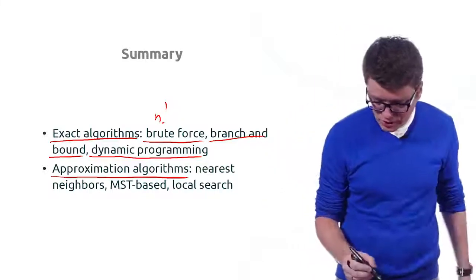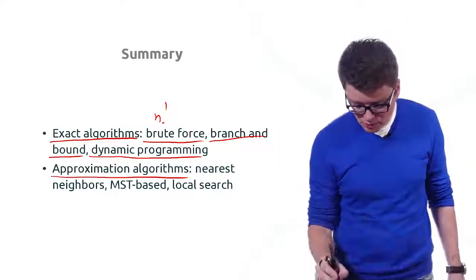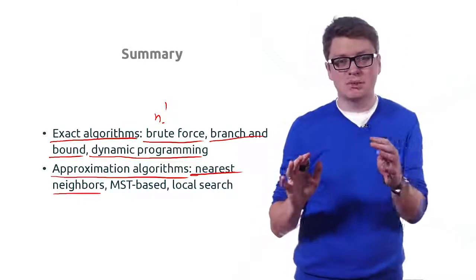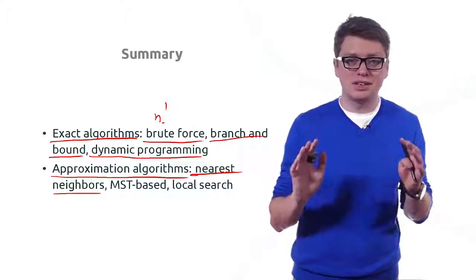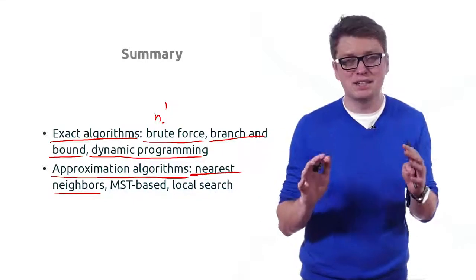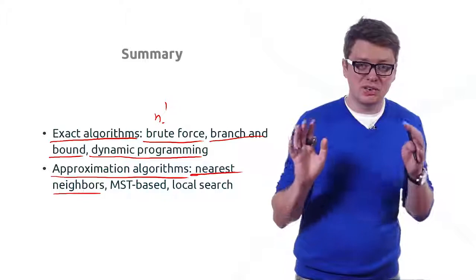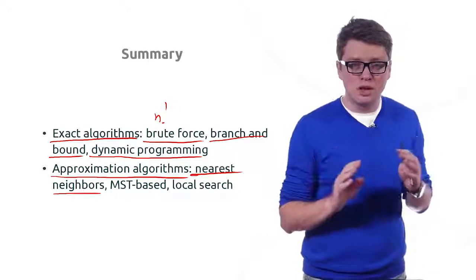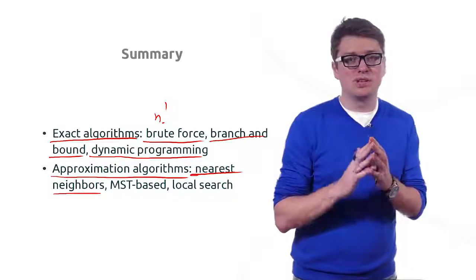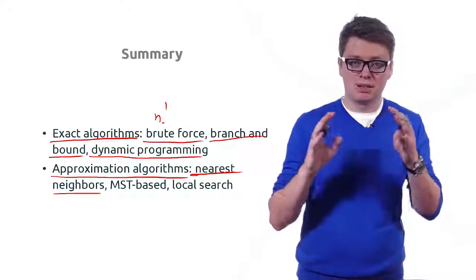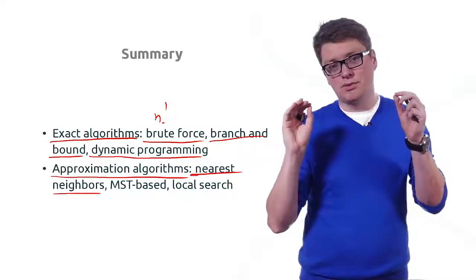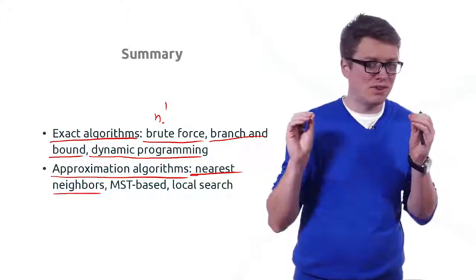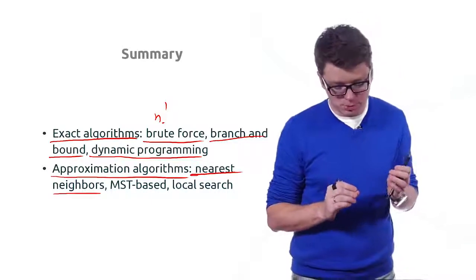Then we considered approximation algorithms. The first one is nearest neighbors. The good news about this algorithm is that it is quite efficient. Its running time is n squared, where n is the number of nodes. But unfortunately, there are no good guarantees about the solution that it returns. For general graphs, it can return very poor solutions, and for metric instances, it returns a solution which might be roughly log n times worse than an optimal one.